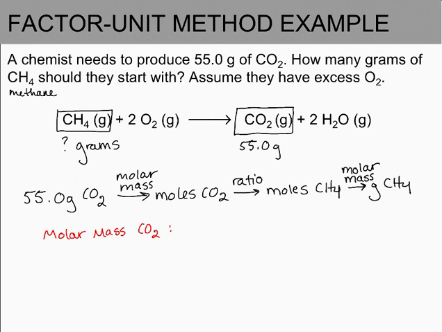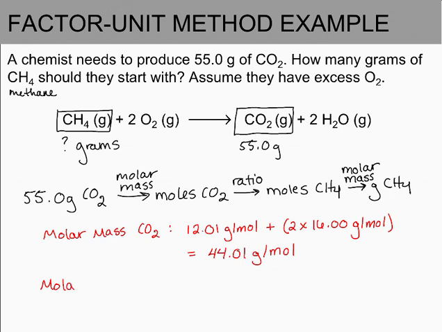Okay, so starting with CO2, the molar mass of carbon is 12.01 grams per mole. And then we're going to add 2 times the mass of oxygen, since we have 2 oxygens there. So plugging that into our calculator, we should find that that is equal to 44.01 grams per mole.